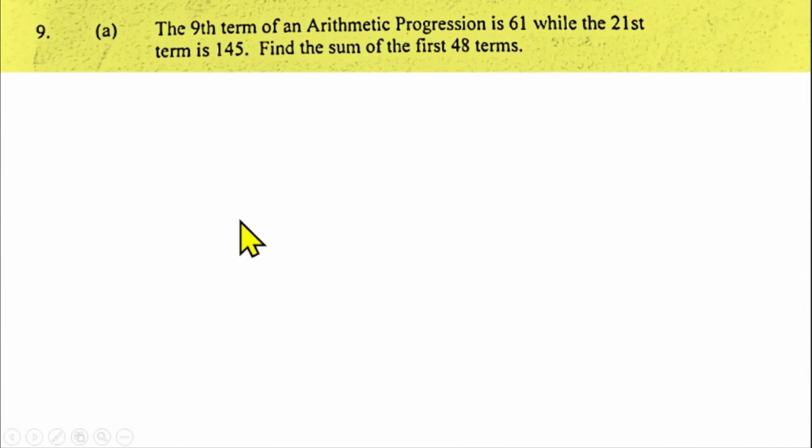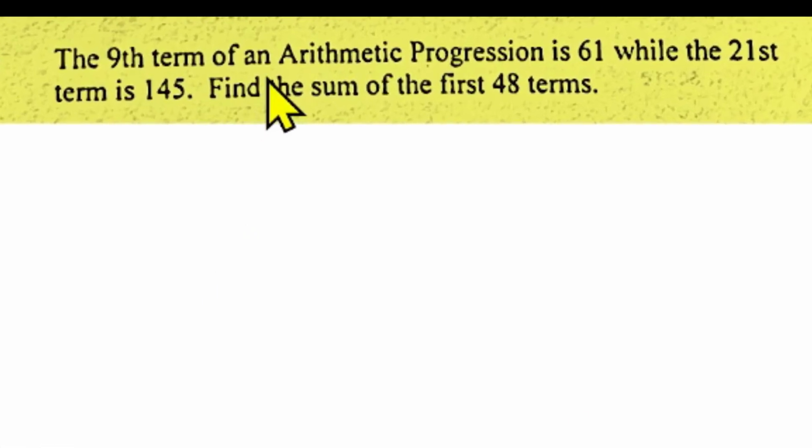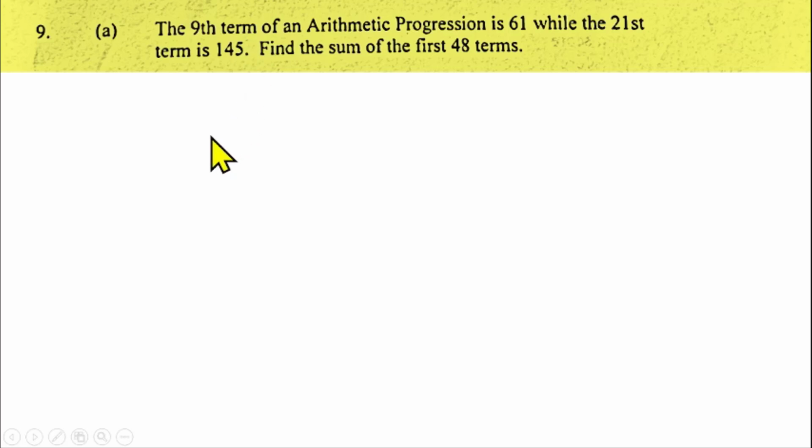Question number 9a, still from sequence and series, in this case arithmetic progression. We are told that the 9th term of an AP is 61, while the 21st term is 145. So we have to find the sum of the first 48 terms. What is the 9th term of an AP? That will be a plus 8d. A plus 8d, which is the 9th term of an AP, will be equal to 61. So we have a plus 8d equals 61.